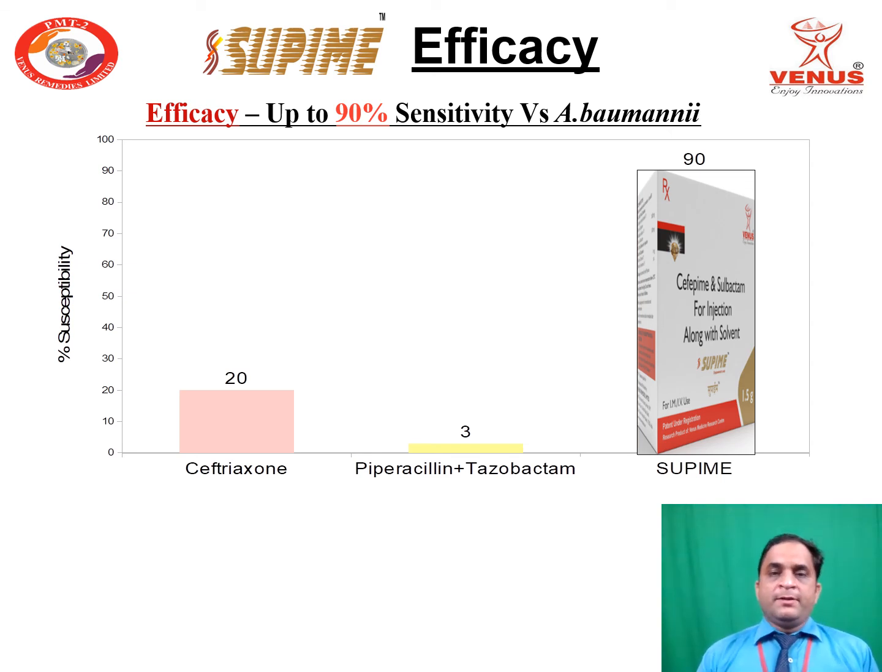After synergy, we will discuss the efficacy of Supine. Dear friends, under this, first we will study the sensitivity profile of Supine versus different bacteria. In that series, first we will discuss the sensitivity of Supine against A. baumannii. You can see that against A. baumannii, the sensitivity of Supine is approximately 90%, whereas the comparator molecule has just a 3% sensitivity profile.